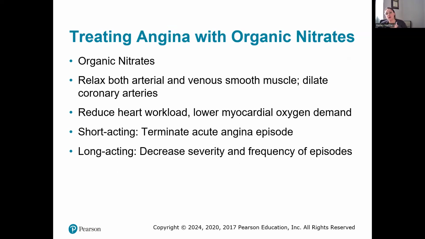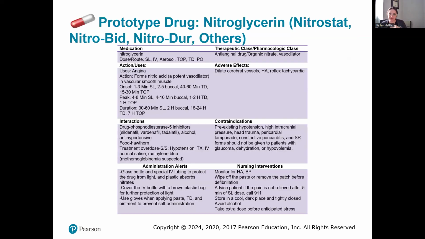Okay, organic nitrates are like the biggest ones we use for angina. All right, they reduce heart workload, lower myocardial oxygen demand. It works on both arterial and venous smooth muscles, so they dilate arteries. That's important, because if it dilates arteries, it does it everywhere. Okay, not just in the heart.